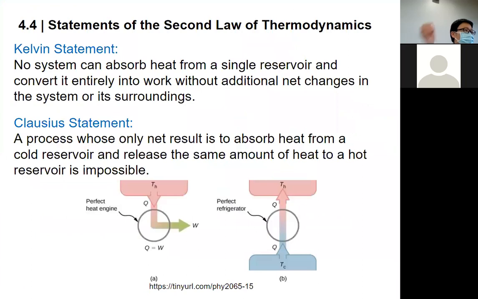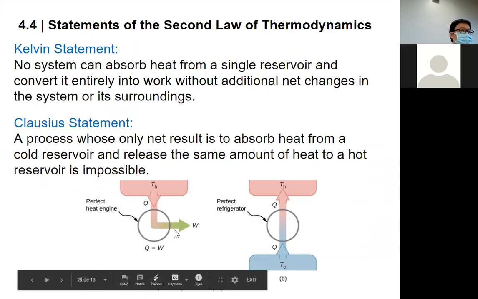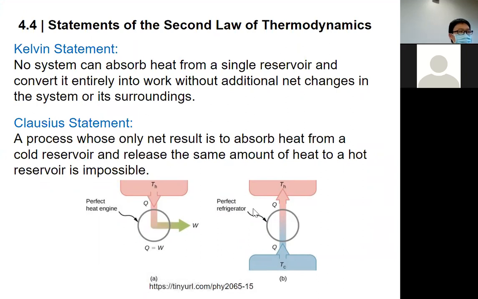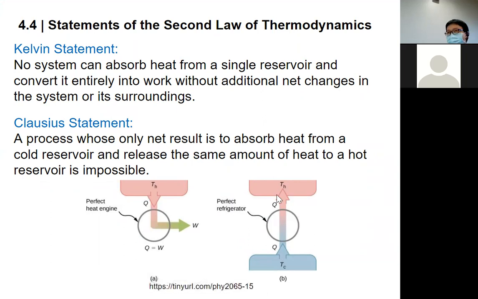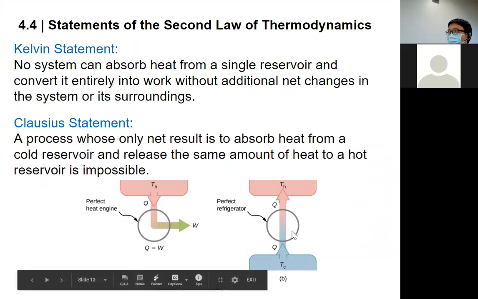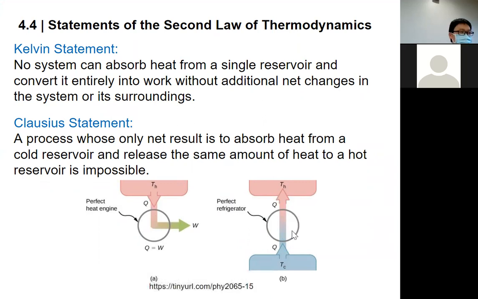And then we took a look at two more statements of the second law of thermodynamics. A perfect heat engine that converts 100% of heat into mechanical work is not possible. Also, the other way around, if you want to just remove the heat and dump it to the outside environment without adding work, that's also not possible.